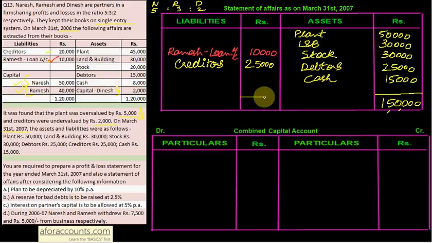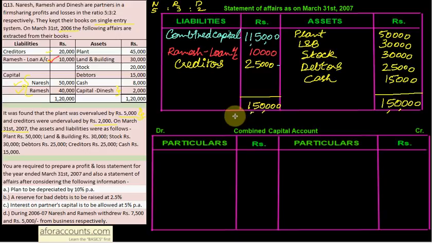So just take out the total. It is 1,50,000 and balancing figure is your capital and it is combined capital of three partners. 1,50,000 minus 25,000 minus 10,000 comes up to 1,15,000 and the total is 1,50,000.